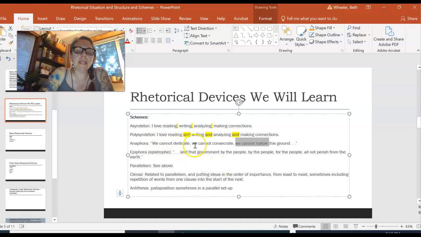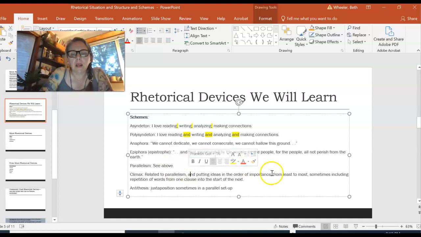Anaphora, repetition at the beginning of sentences. And why would you use anaphora? Again, to grab the listener or the reader's attention. They're going to pick up on the repetition and make a very important, probably truthful assumption that you want them to pay attention to that particular sentence.